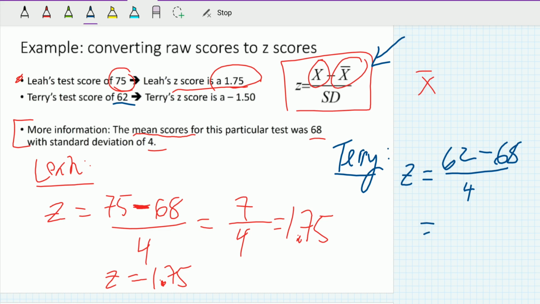So then we go ahead, 62 minus 68, that's -6. And then there you go. You see, this is how you get a negative z-score, right? If the average is higher than what the person got. So it'd be -6 divided by 4. And then if I put that into a calculator, it's going to be equal to -1.50.